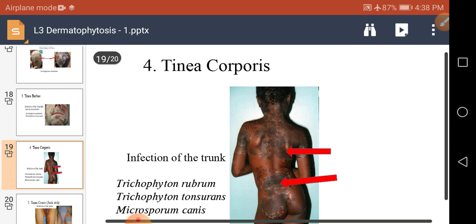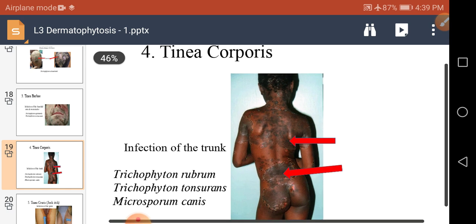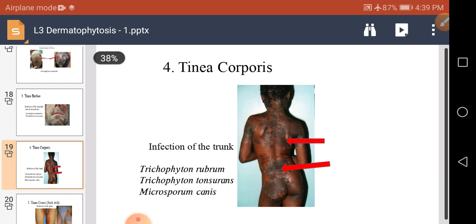Tinea corporis, this is infection of the skin of the back and the non-hairy area of the body. It infects the trunk, and you see here there are large round lesions. The commonest causes are Trichophyton rubrum, Trichophyton tonsurans, Microsporum canis.